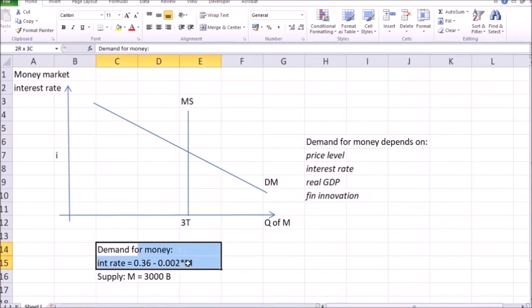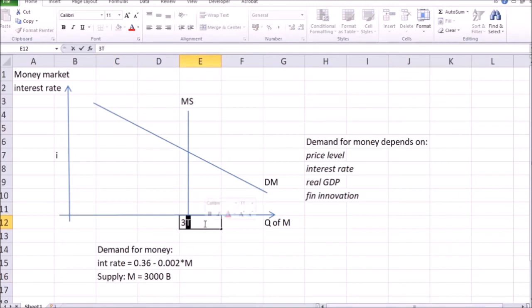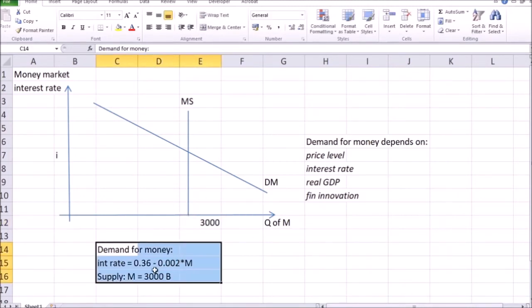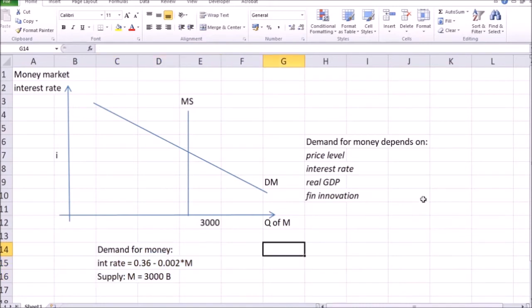Let's say demand for money is given with this equation. Interest rate is equal to 36% minus 0.002 times the quantity of money in the economy. And the supply of money is, let's say, 3 trillion. Let's say everything is measured in billions, so let's make it 3,000 billion. Okay. Can you calculate the equilibrium over here? What would be the interest rate in that equilibrium? And how much is the money supply in that equilibrium?